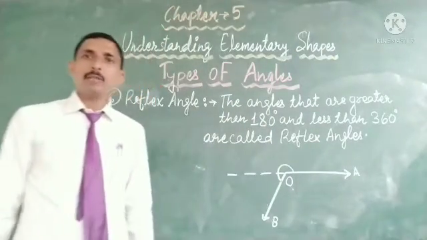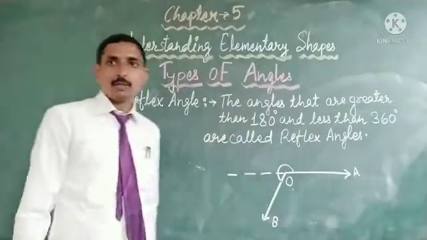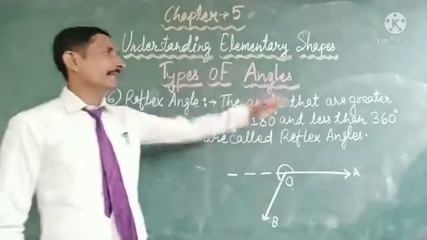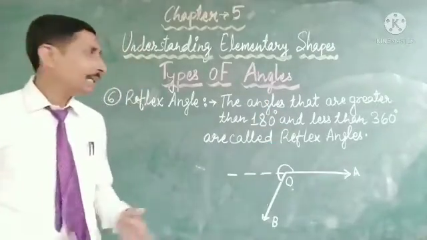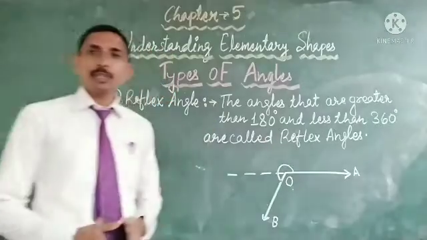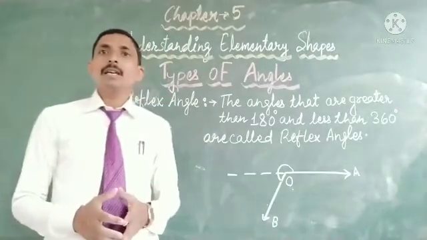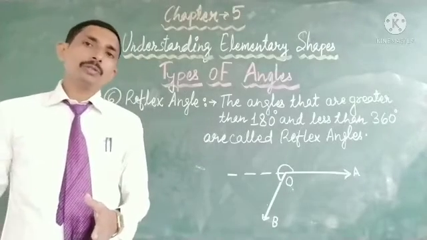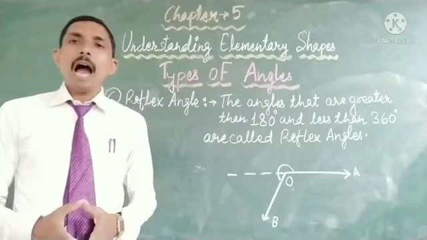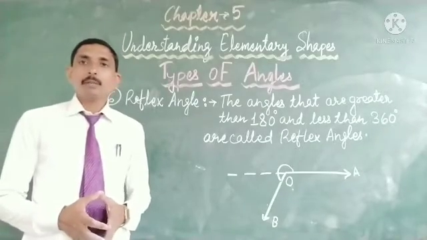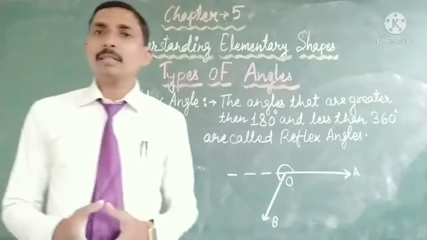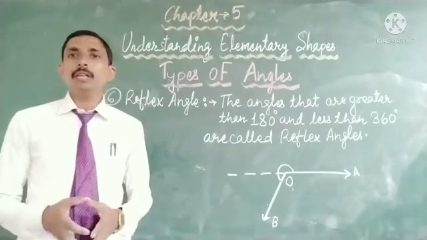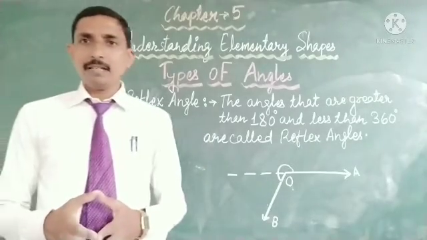Now we come to our next angle, which is reflex angle. So what do we mean by reflex angle? Reflex angles are those angles that are greater than 180 degree and less than 360 degree. So the angles that lie between 180 degree to 360 degree are called reflex angle. Or we can say the angles that lie between 180 degree to 360 degree, they all are reflex angle.